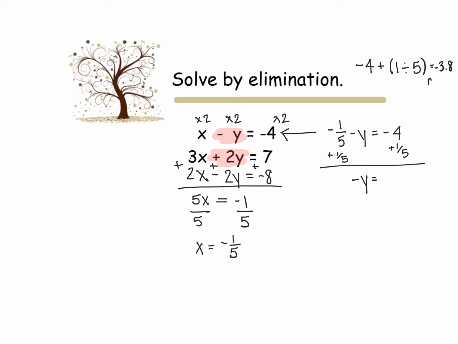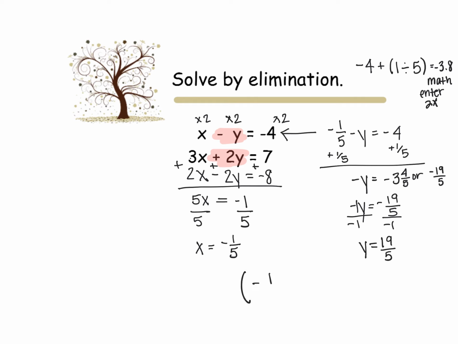And if you want your calculator to turn it back into a fraction, you're going to hit the math button and enter 2 times if you're using a graphing calculator. And the answer it will give you is -3 4/5, or -19/5. The last step is to divide both sides by -1, and so you get y equals 19/5. So your ordered pair would be -1/5, 19/5.